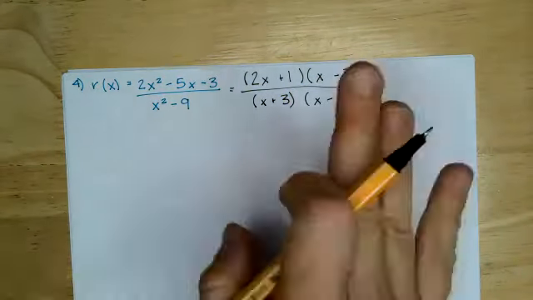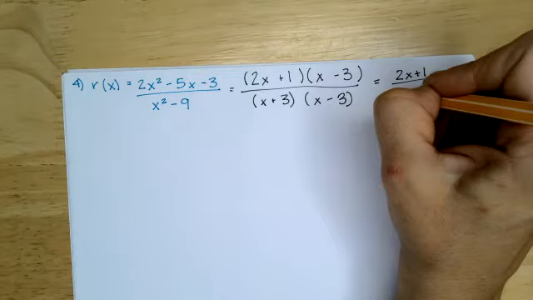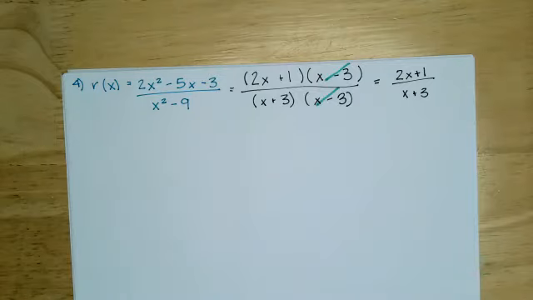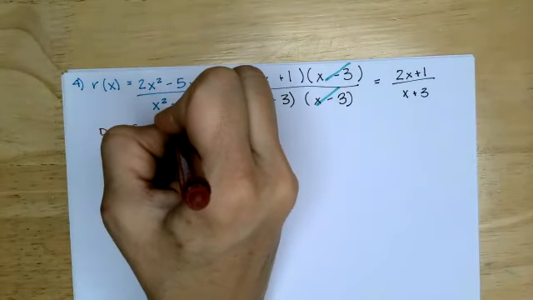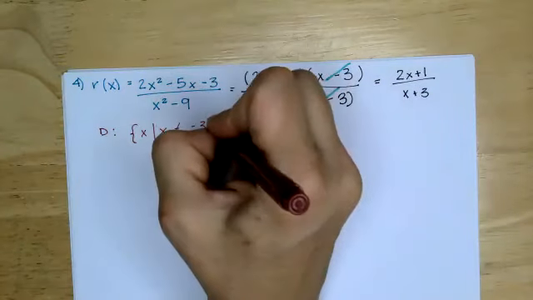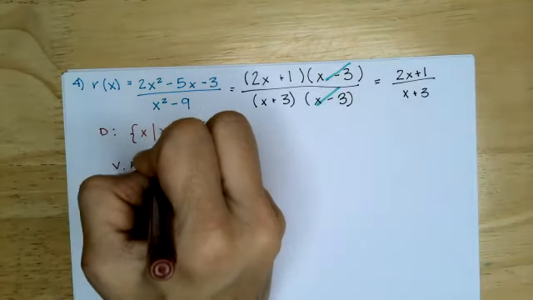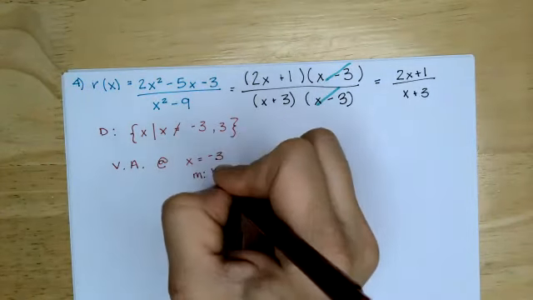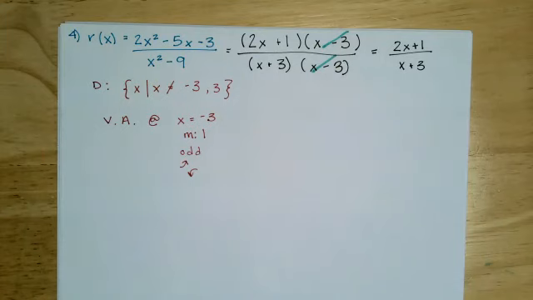And you can factor that last pair out, so that just becomes 2x plus 1 over x plus 3, because those have factored themselves out. Good. Your domain: x such that x cannot be negative 3, and x cannot be 3, but that's not a vertical asymptote. Your only vertical asymptote is at x is negative 3. It has a multiplicity of 1, so it's odd. So it's going to be doing this or something similar.